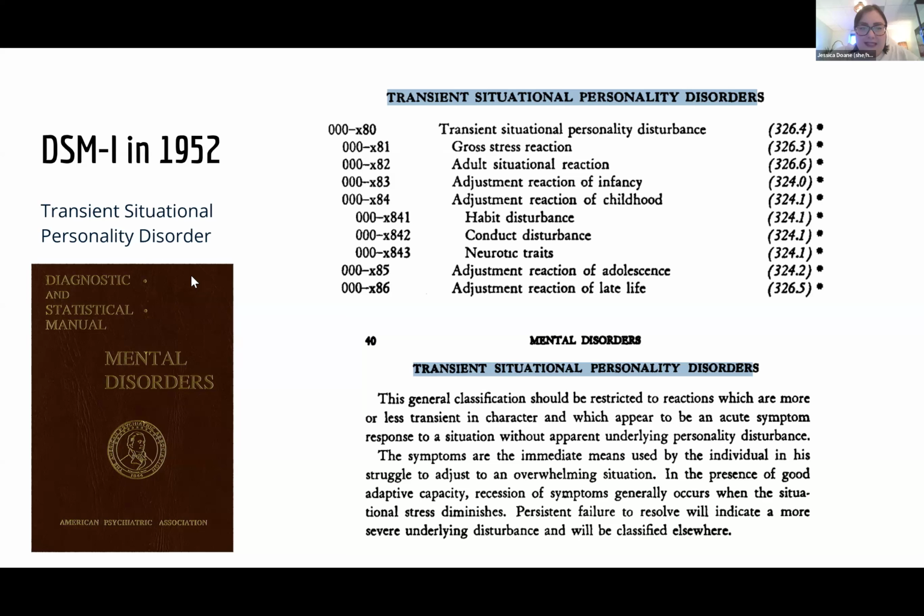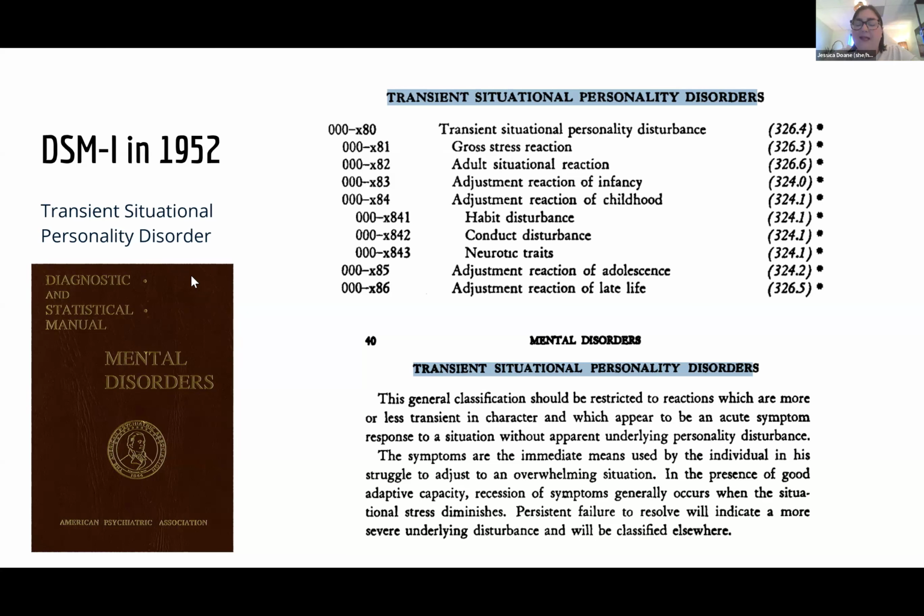So, you'll notice here on this list some of the different subcategories of transient situational personality disorder included adjustment reaction of infancy, adjustment reaction of childhood. And then you'll see a couple of broken down pieces there. So in childhood, is there a habit disturbance, a conduct disturbance, or are there neurotic traits? Then it also goes further into reaction of adolescence and adjustment reaction of late life.